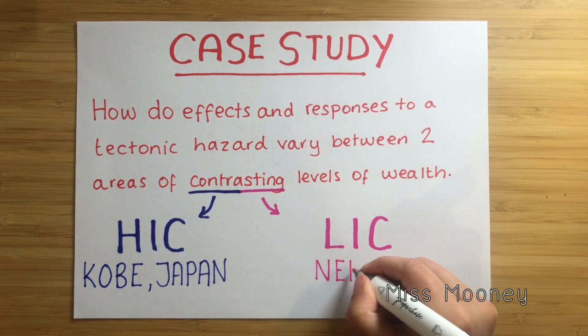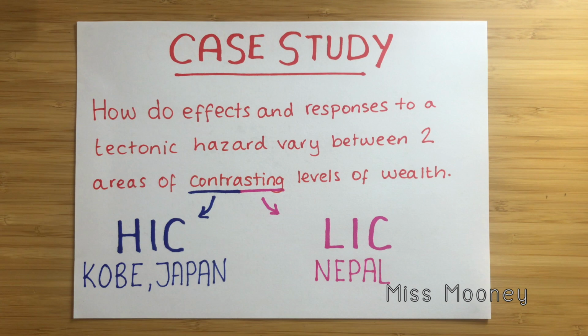And just remember, when you're referring to a country, you can refer to it as an LIC or HIC. If you are talking about a city, cities aren't HICs or LICs because they are cities and not countries, so just be aware of that when you talk about Kobe. If you're going to say HIC, make sure you're saying Japan.